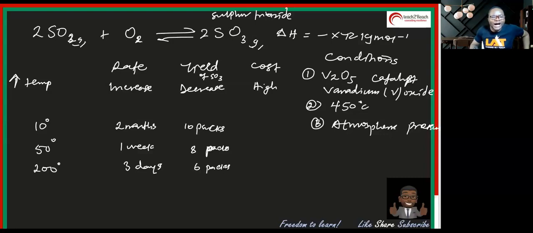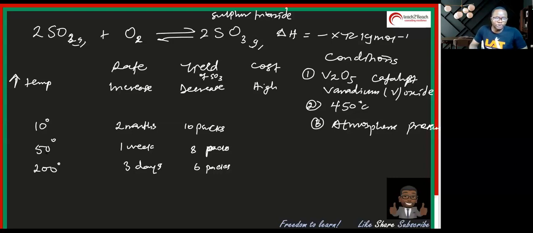So if you are the consultant for Dangote industry, what temperature would you encourage them to be using for the production? Maybe 50 degrees. Why? Because it's making 8 packs in 1 week, but at the lower temperature it's making 10 packs in 2 months. I feel it's a bit more economical to do 50. Okay, it's more economical to do 50, right?